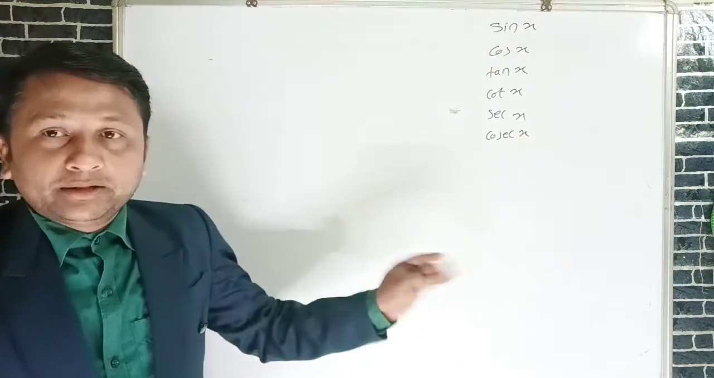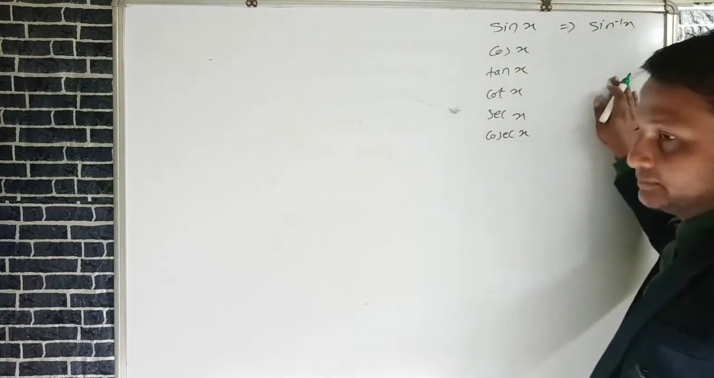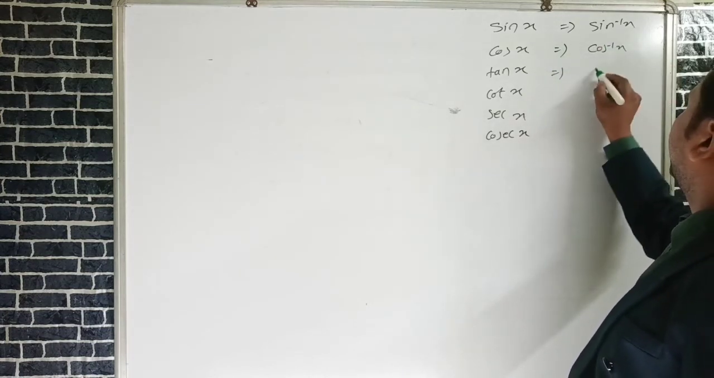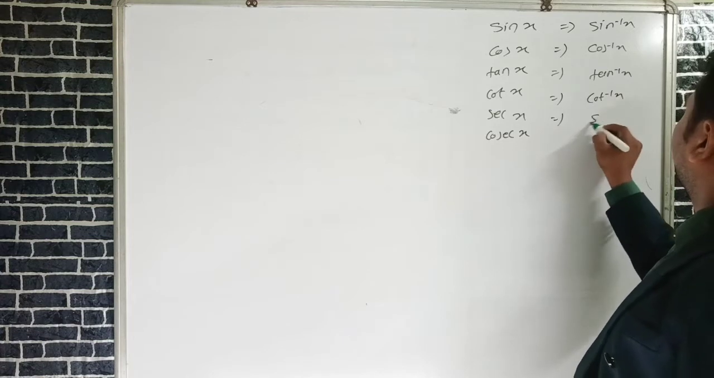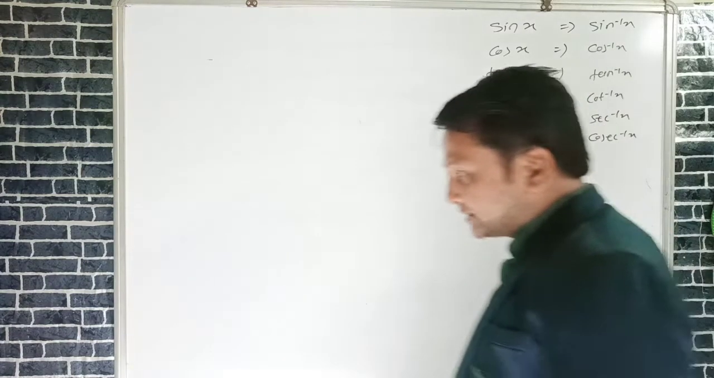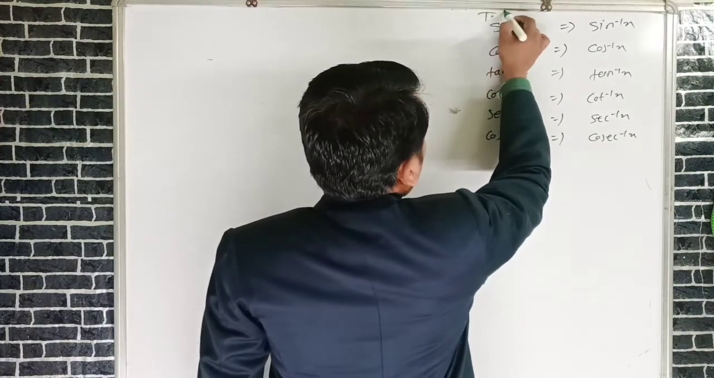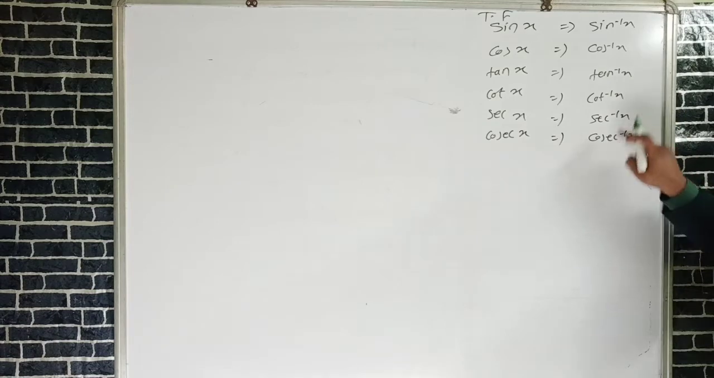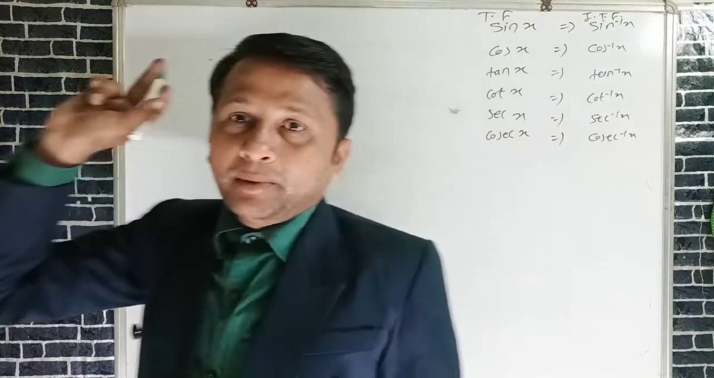If we talk about the inverse trigonometric functions, the inverse of sin x we write as sin inverse x. The inverse of cos x is cos inverse x. The inverse of tan x is tan inverse x. The inverse of cot x is cot inverse x. The inverse of sec x is sec inverse x, and the inverse of cosec x is cosec inverse x. Sin x, cos x, tan x, cot x, sec x, cosec x are trigonometric functions, and sin inverse, cos inverse, tan inverse, cot inverse, sec inverse, cosec inverse are inverse trigonometric functions. Now we study inverse trigonometric functions.